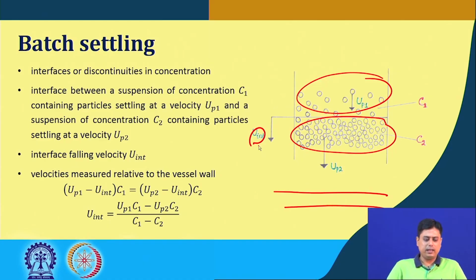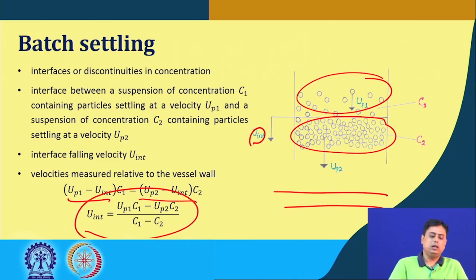Then you get up1 minus u interface multiplied by the concentration in that region, where the particles have the settling velocity of up1 multiplied by its concentration, equals the downward settling flux multiplied by the concentration in the denser region. If we assume incompressibility of both particles and fluid, then we can find the velocity of this interface, which we can write as up1 multiplied by C1 minus up2 multiplied by C2, divided by the concentration difference between these two layers.